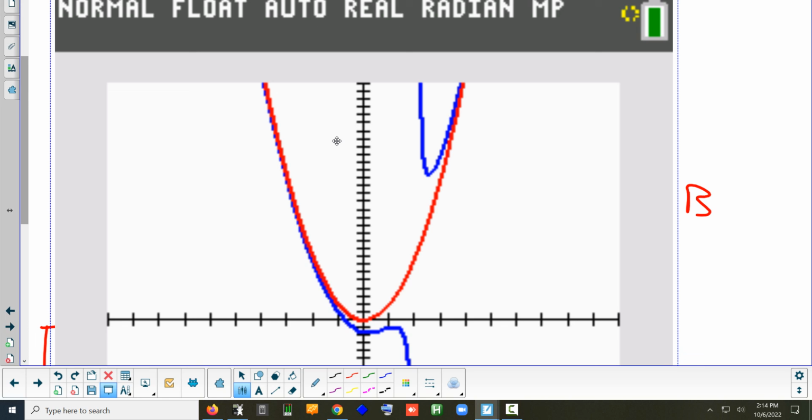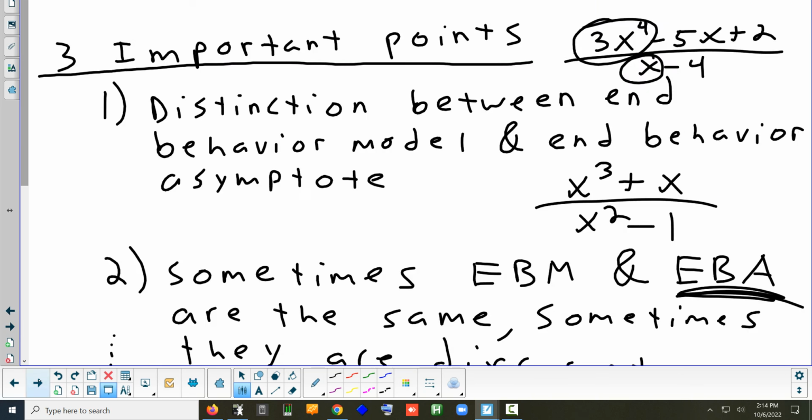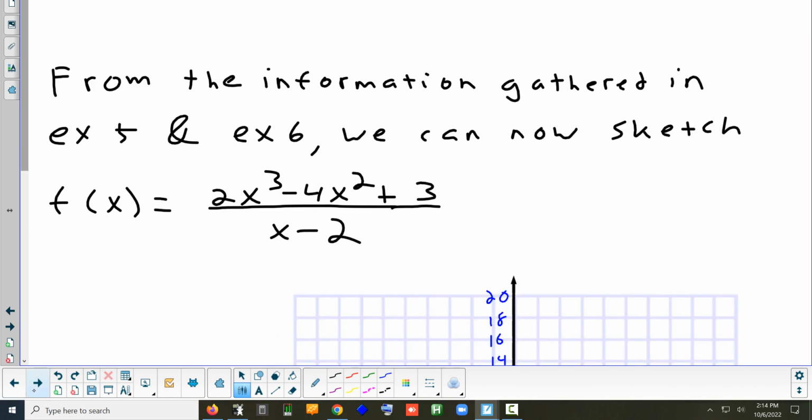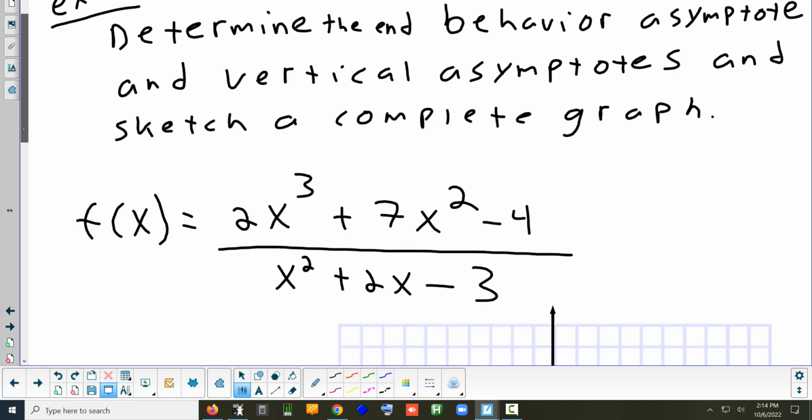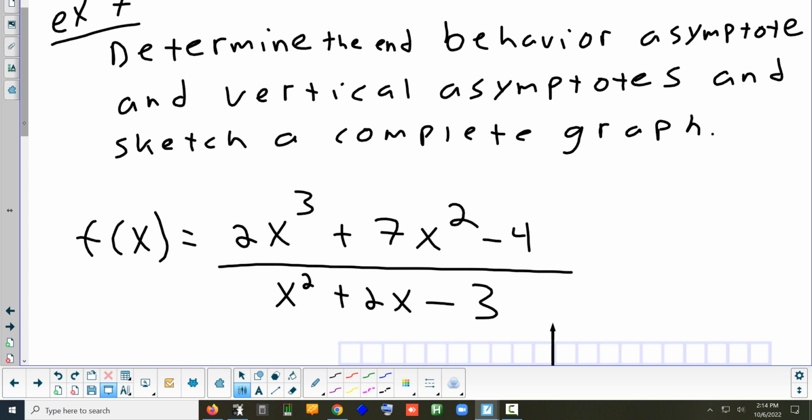We're going to take a look at sketching something. It's going to be a little simpler than that. Let's try this one. So it says determine the end behavior asymptote, the vertical asymptote, and then make a sketch. What type of asymptote doesn't it say to find that we found before? Yeah? Horizontal. You will not have horizontals. When the degree in the top is bigger, there are no horizontal asymptotes. Doesn't work that way.